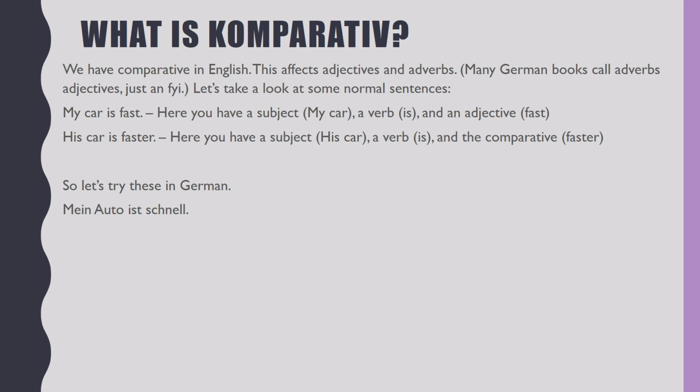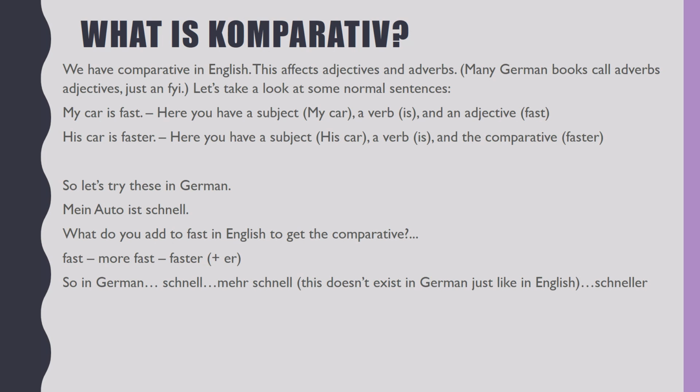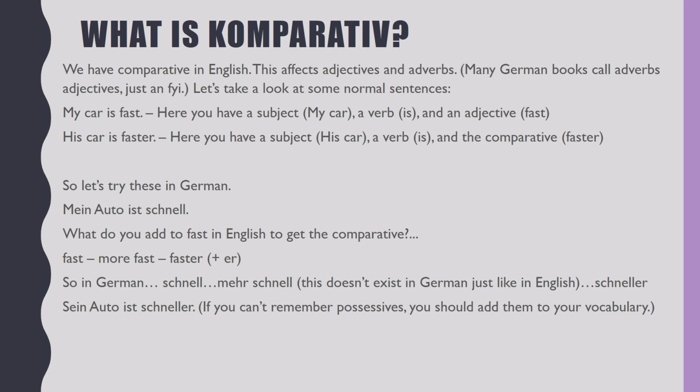Mein Auto ist schnell. What do you add to the word fast in English to get the comparative? Fast, more than fast, faster. You add er. So in German you have schnell, mehr schnell, which doesn't exist in German, just like it doesn't exist in English. You add er and you get schneller. Sein Auto ist schneller. If you can't remember possessives like mein or sein, you should add them to your vocabulary pretty quickly at this point.